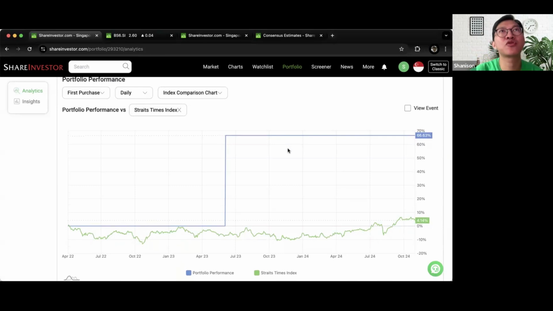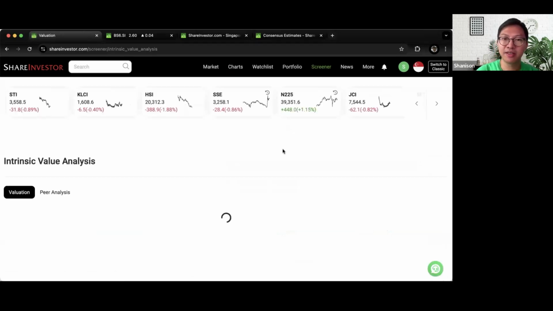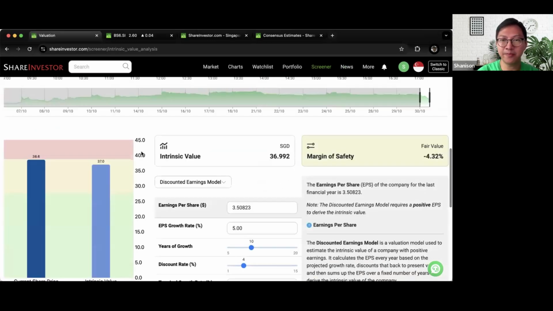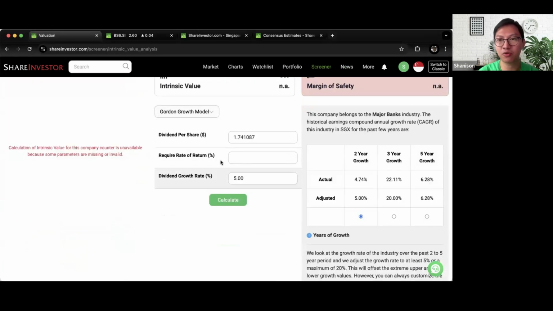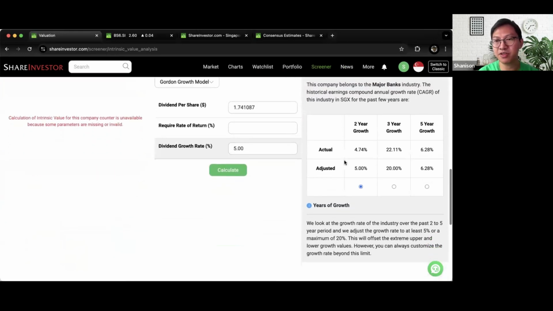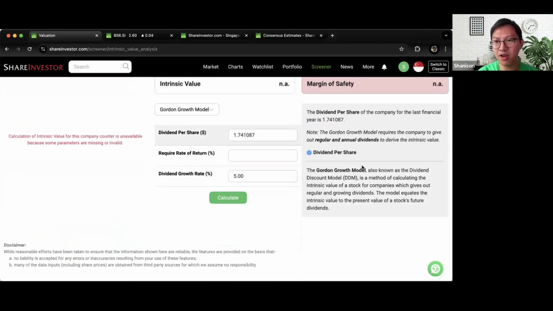There's someone asking that you have three models of intrinsic value calculator, which and when to use each of these. Just now I briefly shared this. For example, the discounted dividends model over here, which is the Gordon Growth model, is actually mostly for dividend stocks. The model calculates the intrinsic value of a stock which gives out regular and growing dividends. So this model is more suitable for that.